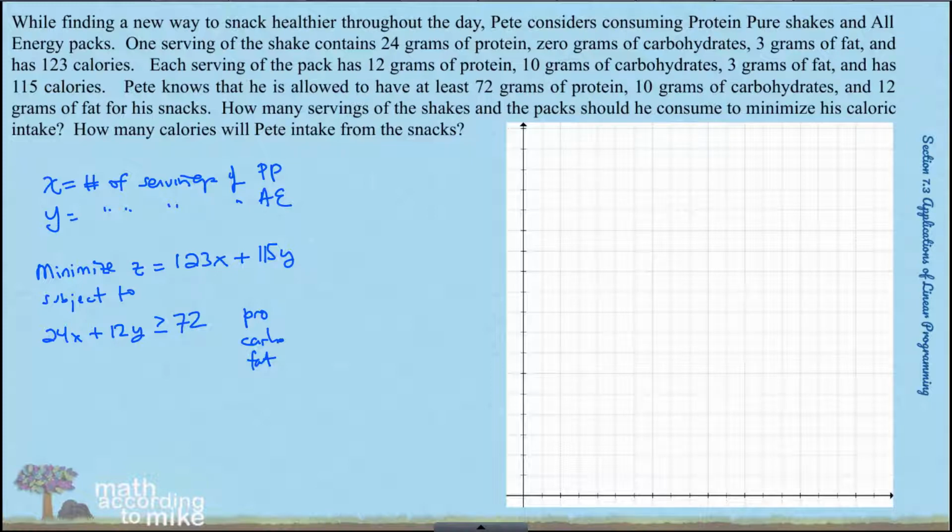All right. The pure protein shake has 0 grams of carbs, and we have X of those. And the energy pack has 10 grams of carbs, and he needs at least 10 grams of carbs. All right. And then the pure protein shake has 3 grams of fat, while the energy pack also has 3 grams of fat, and he needs at least 12 grams of fat. And he can't have a negative number of either thing, so we can say X and Y are greater than or equal to 0.